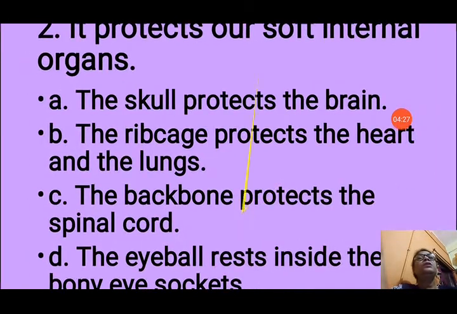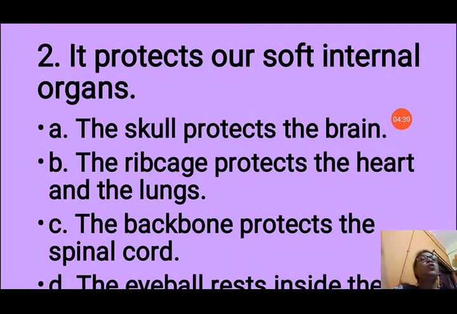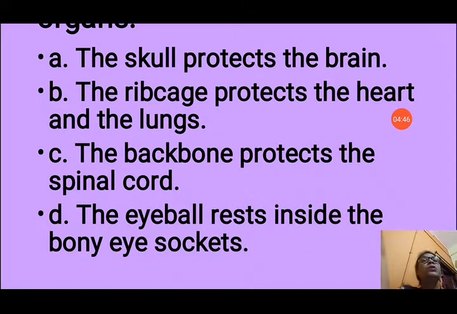Second, it protects our soft internal organs. Many soft internal organs are protected by the bones. The skull protects the brain. Our skull is very hard, and the brain inside is very soft, so it is protected inside the skull. Our rib cage protects the heart and the lungs. Heart and lungs are also very important and soft organs in our body, so they are protected inside the rib cage.